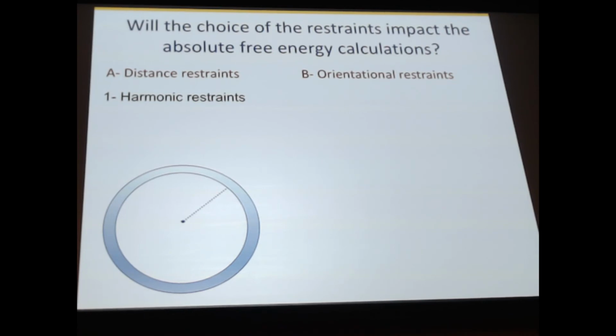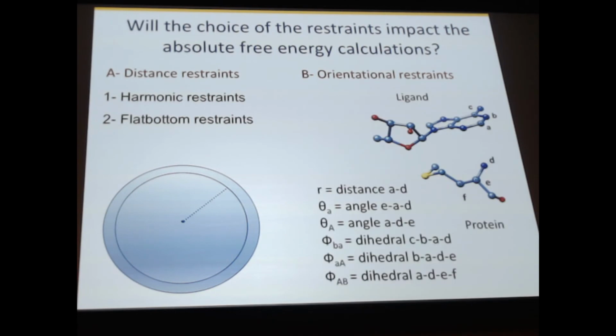without drifting away from the receptor. We have two variants of distance restraints: harmonic restraints, where the ligand can explore around the protein in a zone or a shell defined by a fixed radius, and flat-bottom restraints, where the ligand can explore anywhere in this spherical region. The other type is orientational restraints, known as Boresch-style restraints, because these were suggested by Stefan Boresch. We restrain one distance, two angles, and three dihedrals in order to keep the ligand in a specific binding pose inside the receptor.